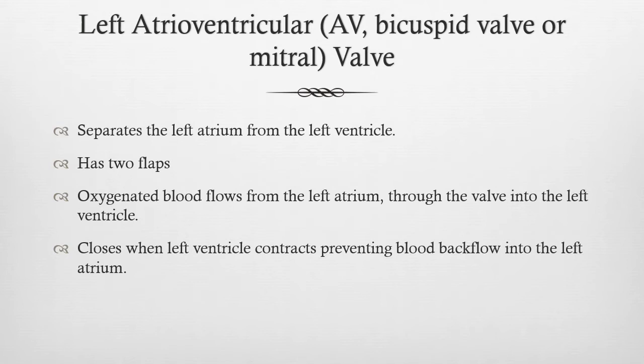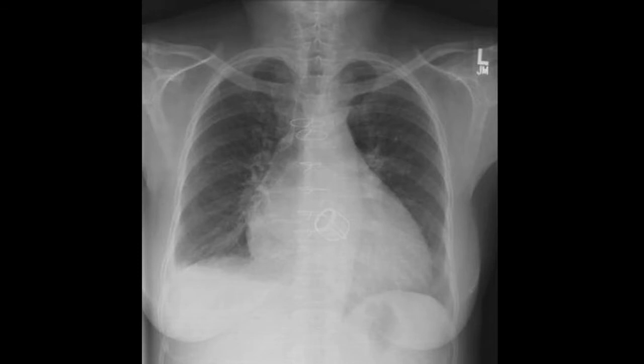This one, as the bicuspid part implies, only has 2 flaps. It still has chordae tendineae, and it still has papillary muscles attached to it. So we're still going to keep that valve nice and tightly closed during contraction, but there are only 2 flaps on the valve itself.